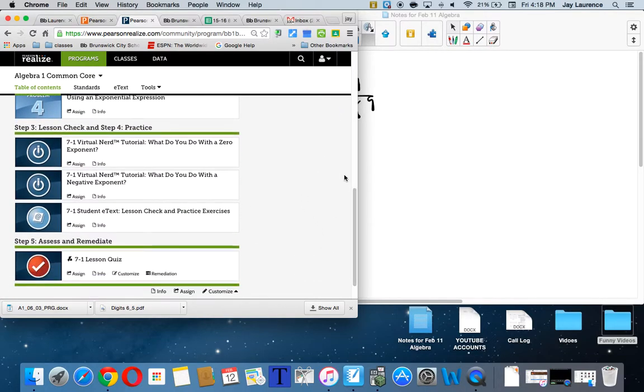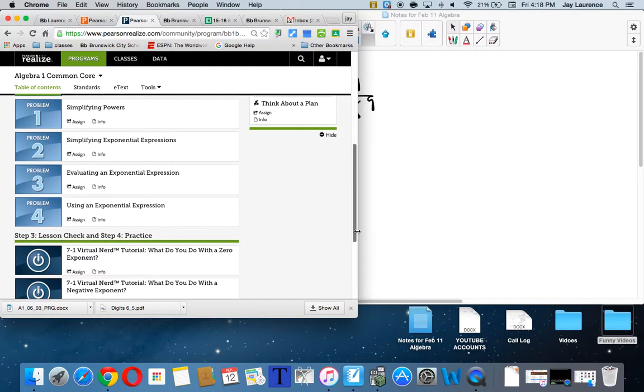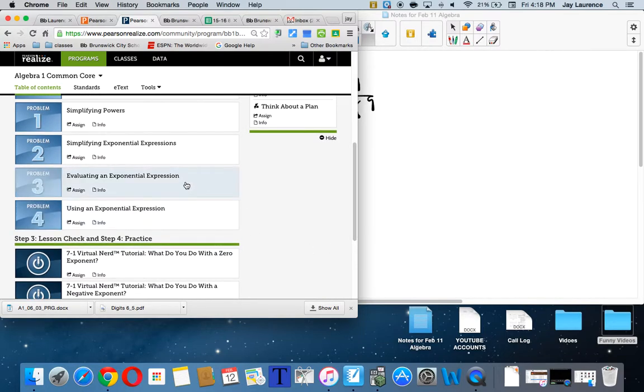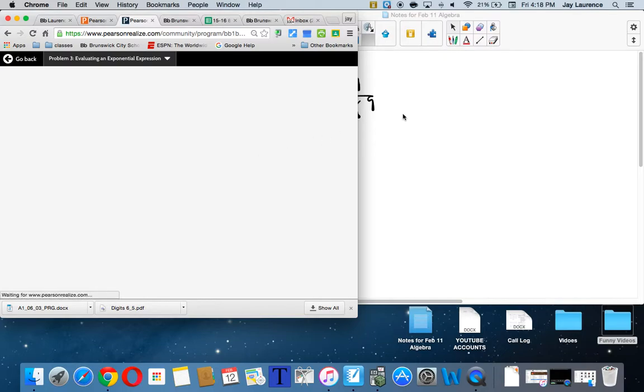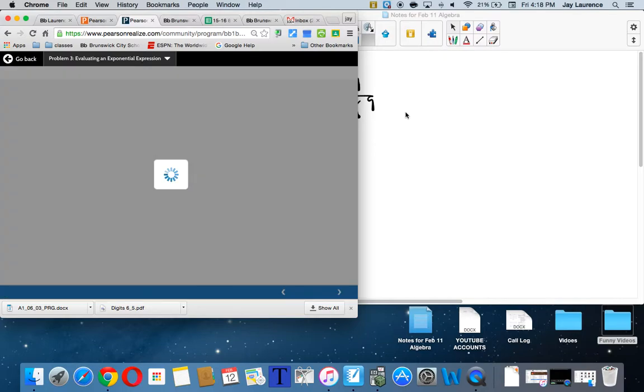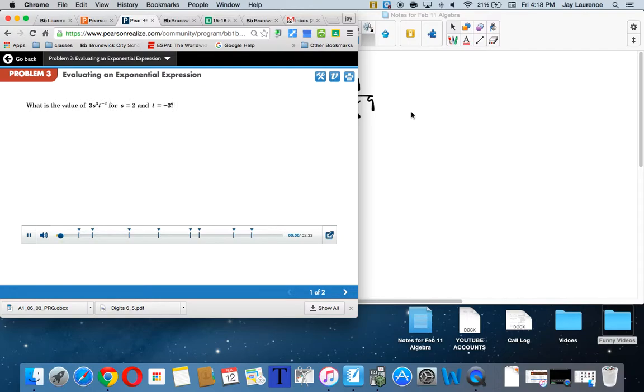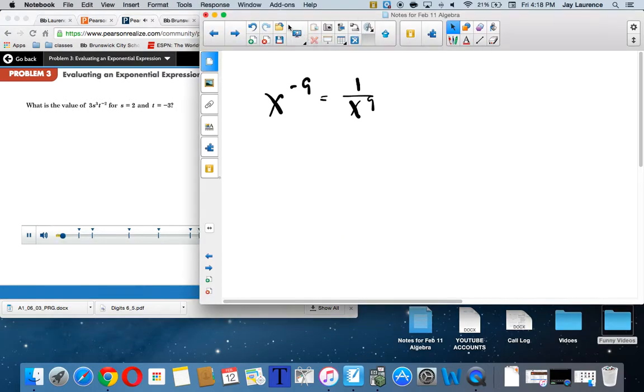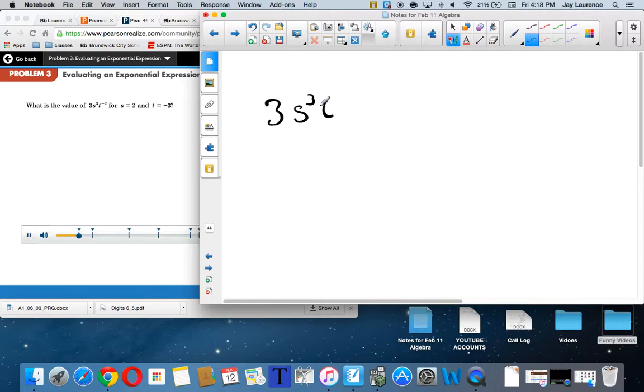Let's see. Oh, did I miss one? Yeah, I went too far, didn't I? Okay, evaluating an exponential expression. All right, let's see what this says. It wants to know, let me get a blank page here. We've got 3s cubed t squared. Oh, that's t to the negative second, right? And then it says for s equal 2 and t equaling -3.